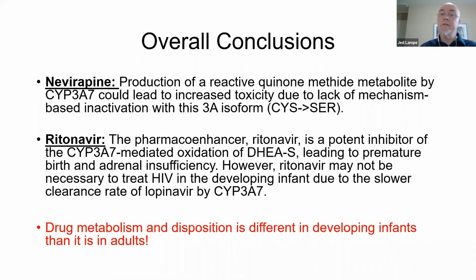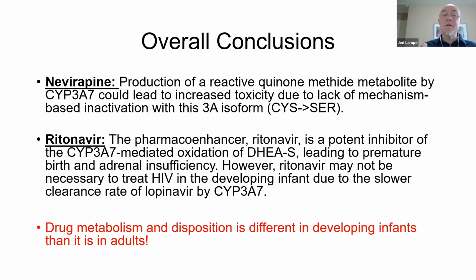With ritonavir, this pharmacoenhancer agent that's just added in the cocktail to inhibit CYP3A, we found that it's a potent inhibitor of the CYP3A7-mediated oxidation of DHEAS, potentially leading to premature birth and adrenal insufficiency.